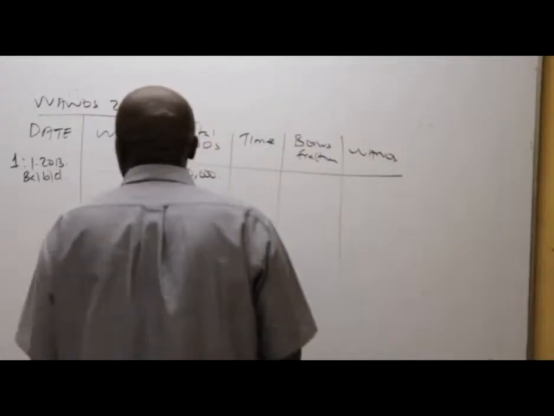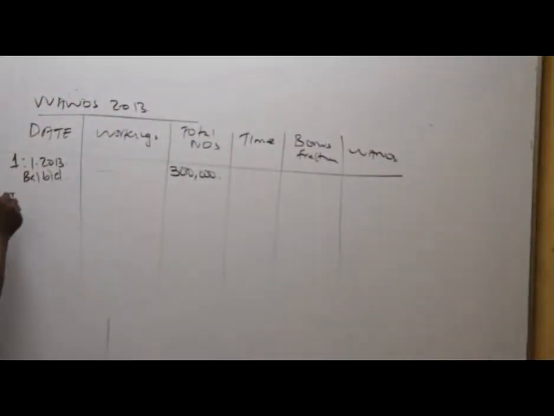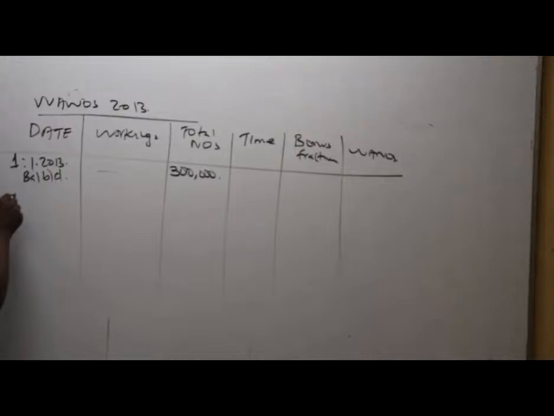First, let us come here. What date did they say there was a rights issue? 1st of April 2013. There was a rights issue. And what was the rights issue? How many for how many?